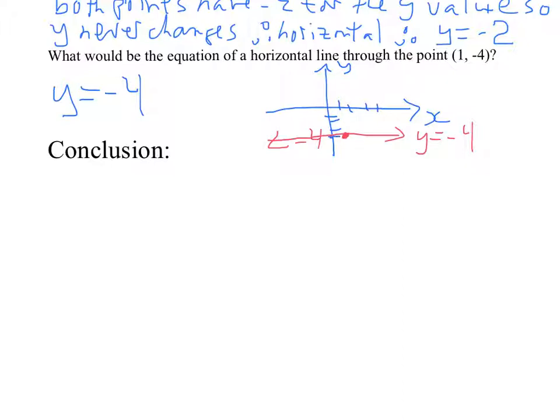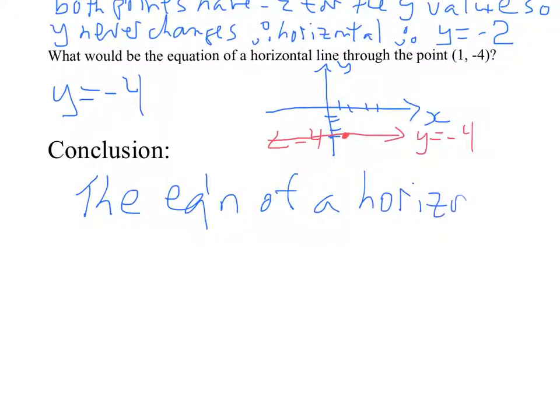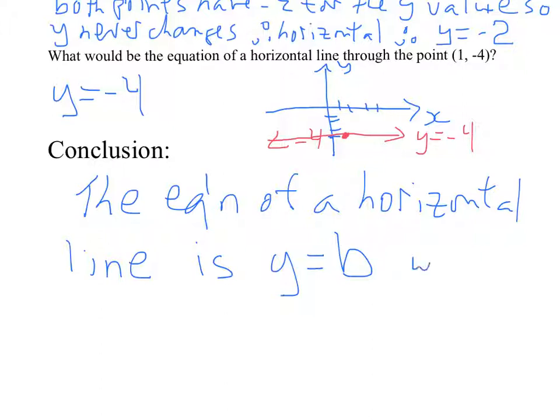So the equation of a horizontal line is y is equal to b, where b is the y-intercept.